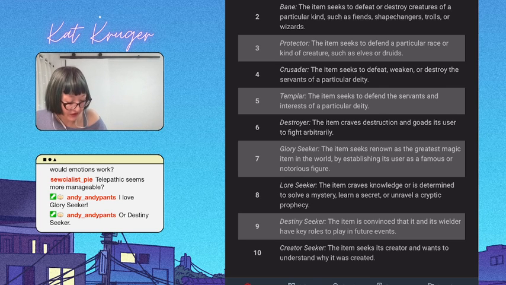I like Glory Seeker too because I feel like it's very aligned with what Frederick wants anyway. So there's not resistance there in this case. They're just a good pairing in that regard.